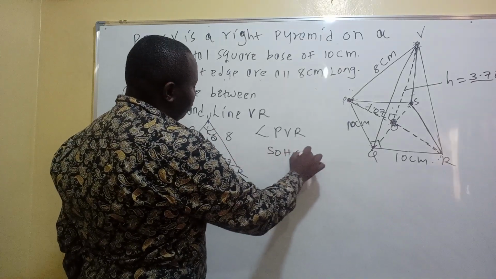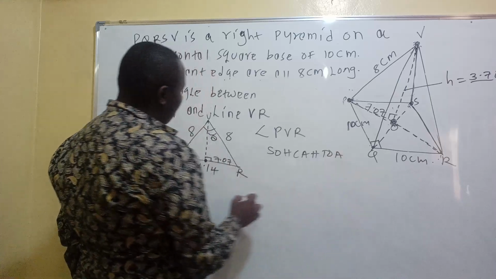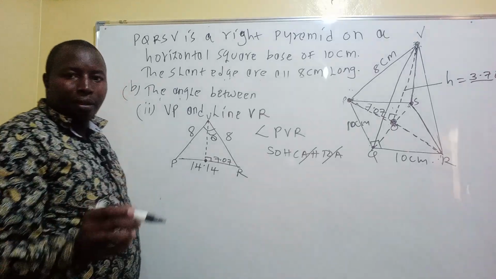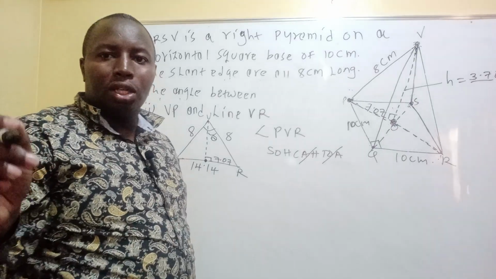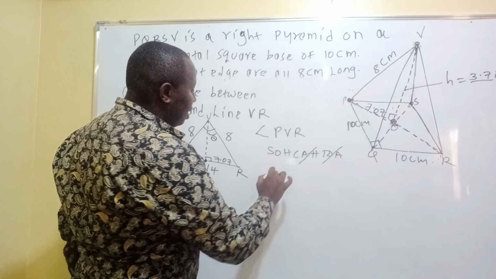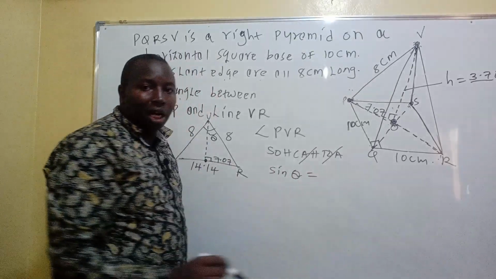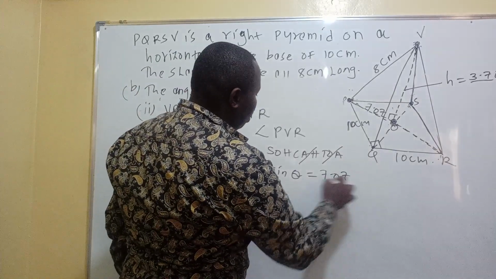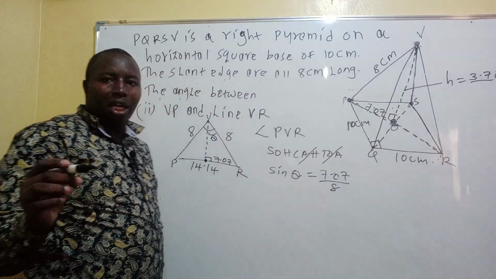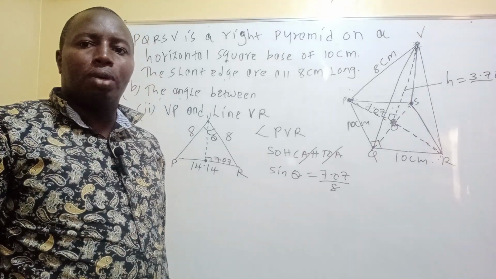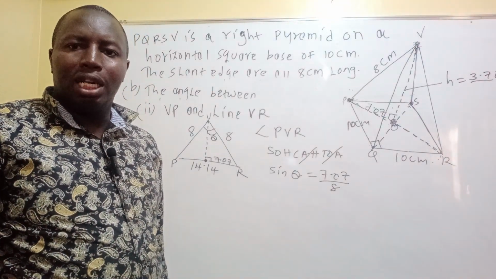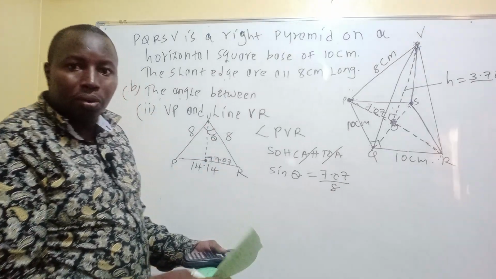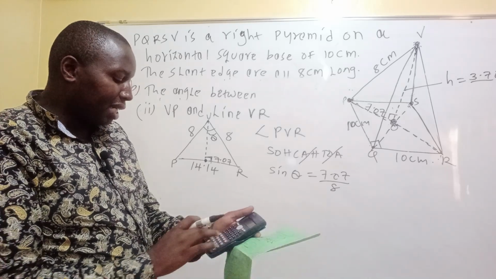So again, use SOHCAHTOA. Use opposite and hypotenuse, so again use sine to get this angle. The sine theta will be equal to opposite 7.07 over 8. Why am I using that? Because SOHCAHTOA can only be used when you are dealing with a right angle triangle. That's why I've drawn a perpendicular bisector there.